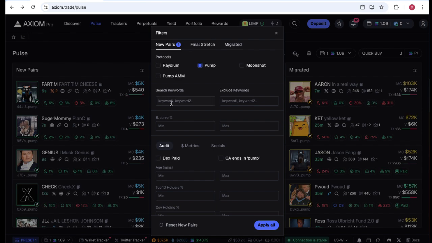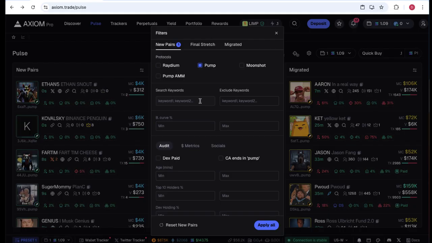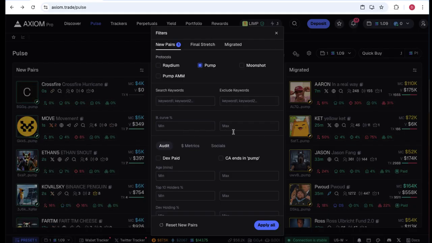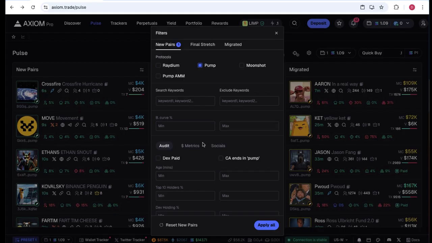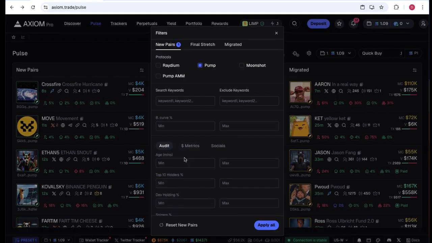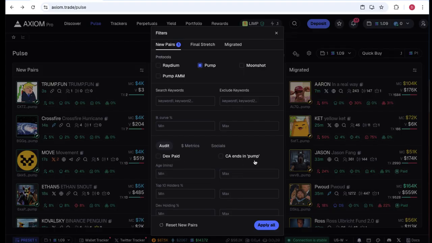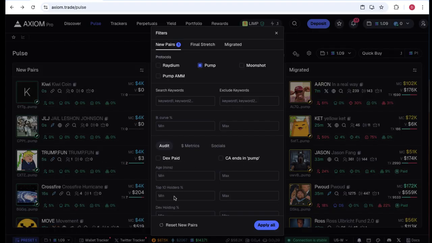The search keywords section, we're going to leave it blank. We're going to leave this stuff right here blank. I'll cover this stuff in another video. I don't want to waste too much time without getting right to what's really going to be of value. So this is the bonding curve. We're not going to change any of this. When we get down here into where you see audit, I'm not going to select dex paid or ticker ending in pump. None of this is really going to matter for what you're going to want to take from this.